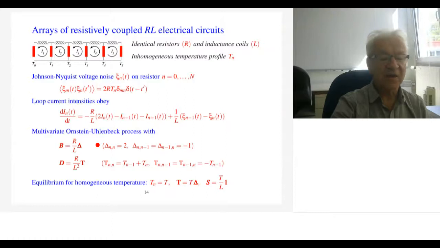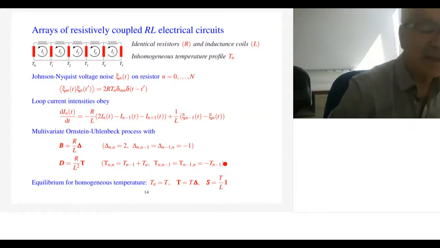And so we are facing an Ornstein-Uhlenbeck process of the kind we have studied, with the rate matrix just given by the Laplacian on the chain, with matrix elements 2 on the diagonal and minus 1 on the two neighboring diagonals. It's a tri-diagonal matrix. And the diffusion constant matrix D is, in some units, a temperature matrix, and the temperature matrix is constructed from the local temperatures according to specific rules.